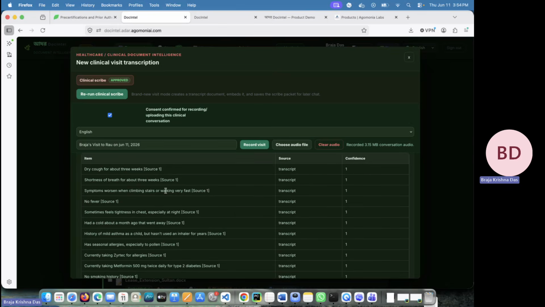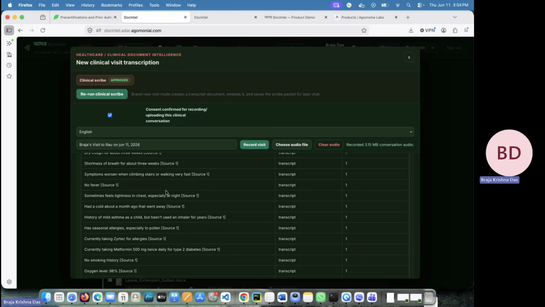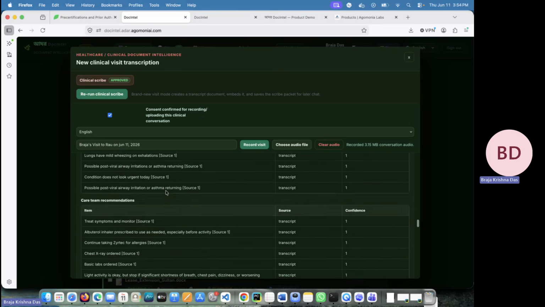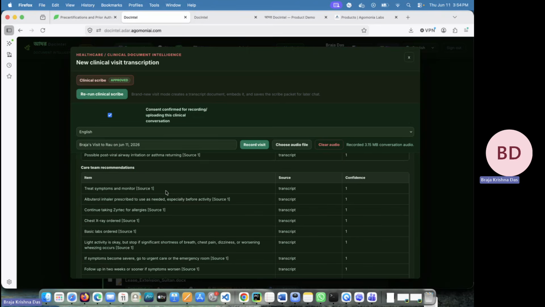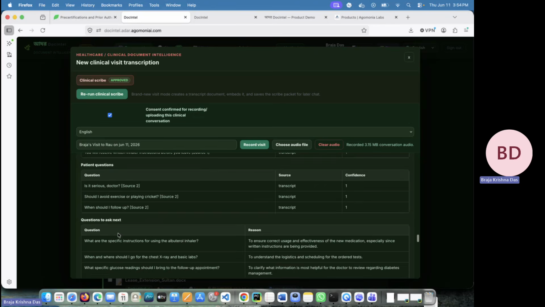Now, what was discussed as a part of the transcript? All of these things, it breaks into points, right? Then the care team recommendation, in this case, the doctor, because only the doctor was involved. So it says to treat symptoms, use these inhalers, and do this blood test and everything. So what happens is, as a part of the Scribe flow, it makes all the content into structured information, right?